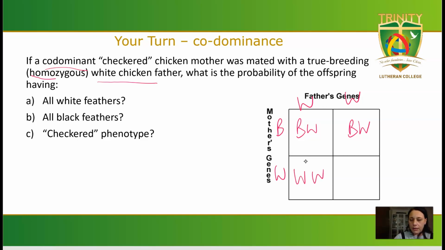W, W, W, W. So all white feathers, what's the probability? Half of them are going to have all white feathers. So 50% is your probability of having all white feathers. Because these two here, the big W genotype, is going to result in white feathers. These are the homozygous white ones. All black feathers? Well, this one's going to be checkered, white, white. So 0% chance that from this particular combination of genes, we're going to get a black chicken. Not going to happen. And a checkered phenotype? We've got this one here and this one here. So that's 50%.